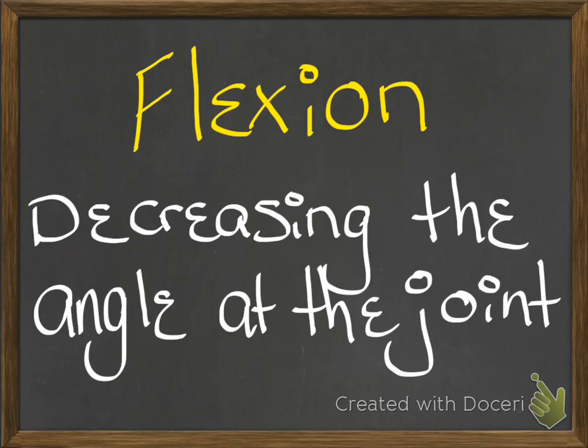Alright, so now the movements at the joint. So if we look at flexion, flexion is decreasing the angle at the joint. This page here is really good notes to write down. Flexion, decreasing the angle at the joint. So making the angle smaller.